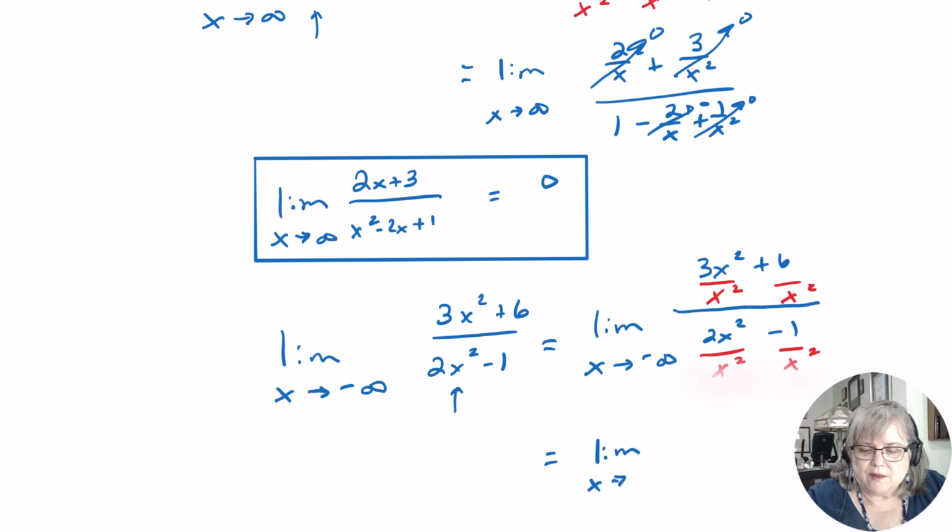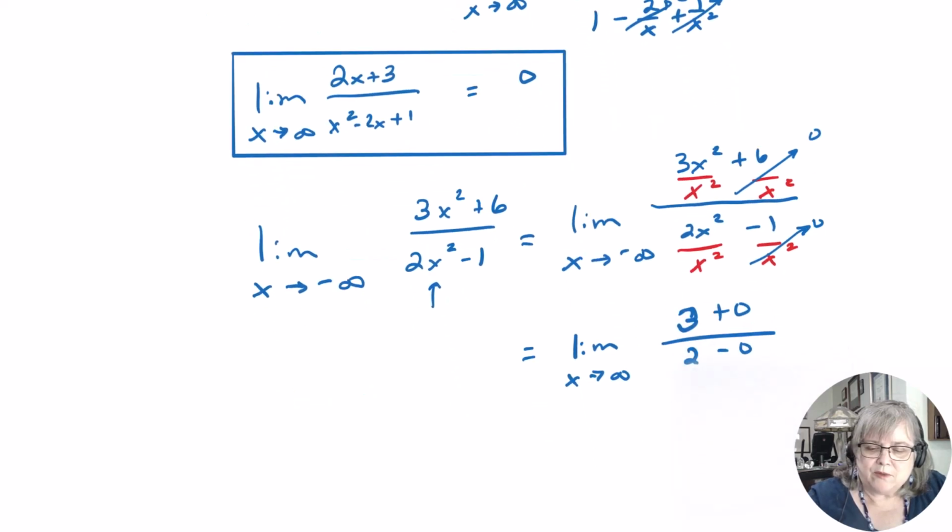So here we go. 3x squared over x squared is 3. 6 over x squared is 0. 2x squared over x squared is 2. Minus 1 over x squared is 0. This doesn't look like a number at all. This is a 3 though. So 3 plus 0 over 2 minus 0 is 3 halves.